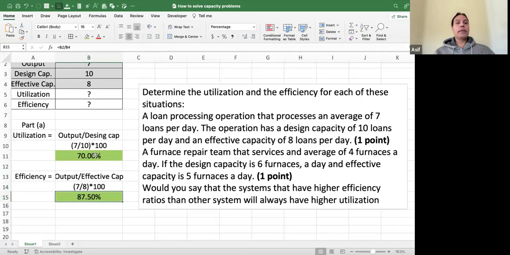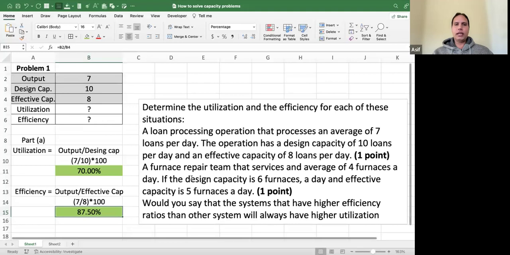And again, your answer, you can highlight it in any color you want, and please expand it to two decimal places. So for example, if I reduce the decimal places and click on this one, you see that's showing 88%, which is okay. But when we have this facility, let's go ahead and expand it to two decimal places. So this is how we will be doing capacity related problems. And you will be following the same process for the next one.